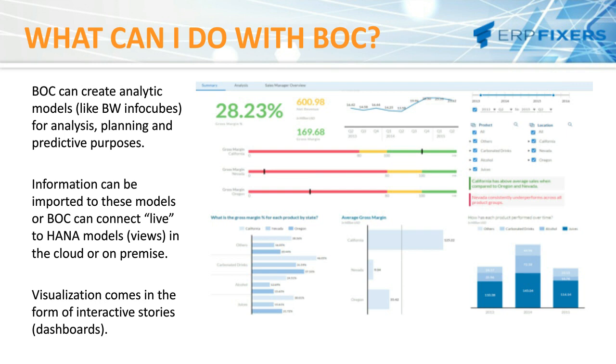Once the information is modeled and you have your measures and your dimensions, these are BI terms, you can visualize them in the form of stories. Stories are basically dashboards where you can create tables and charts, and create a visual story for your information that makes sense to you and lets the users navigate the information.